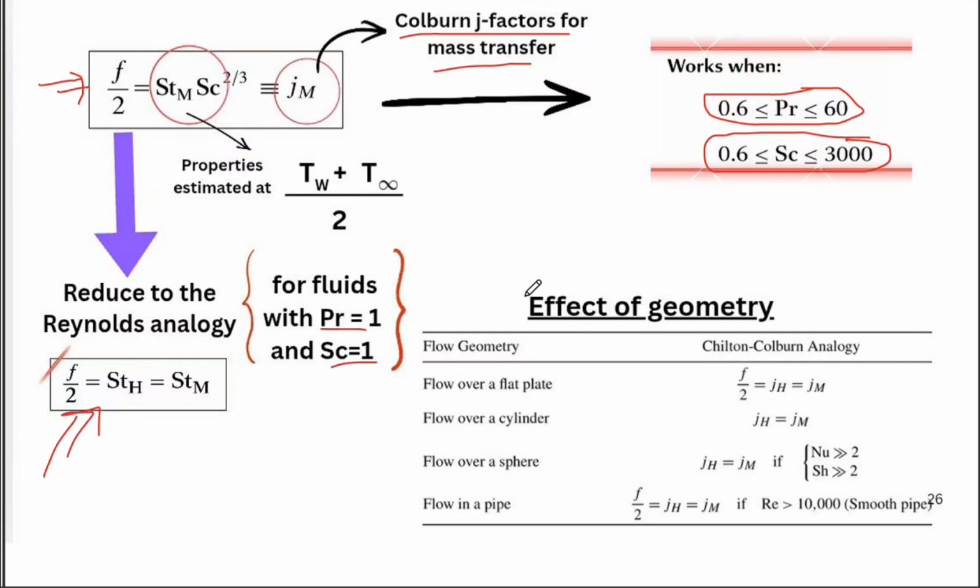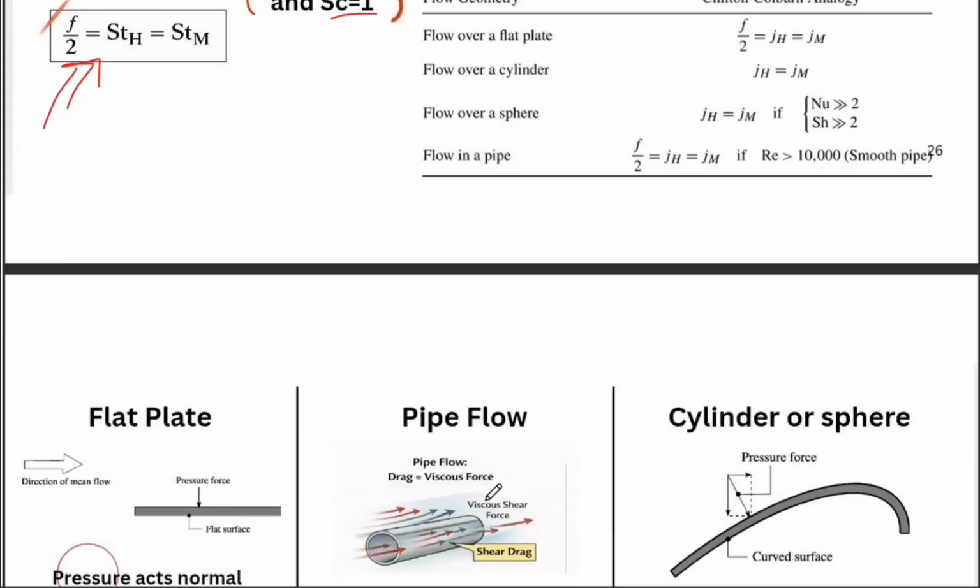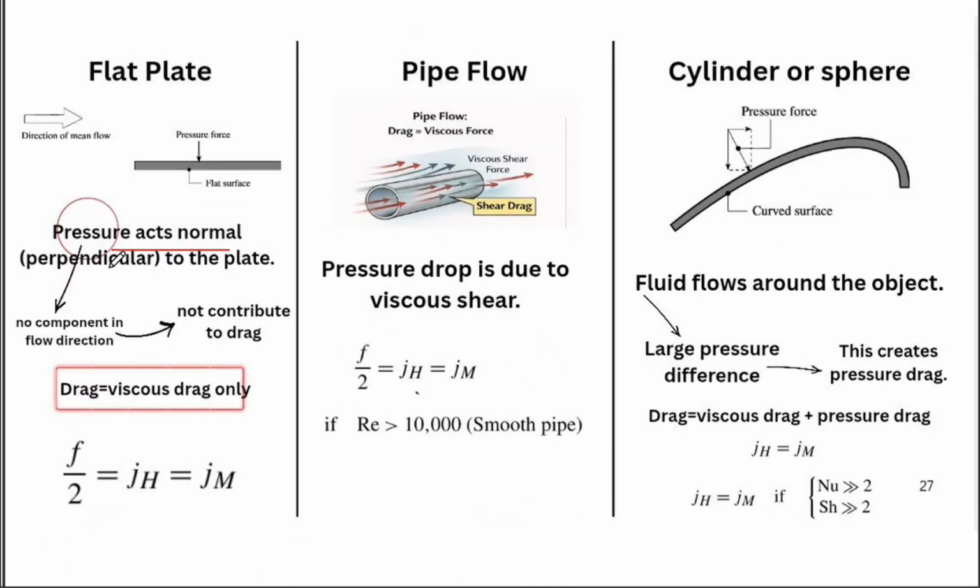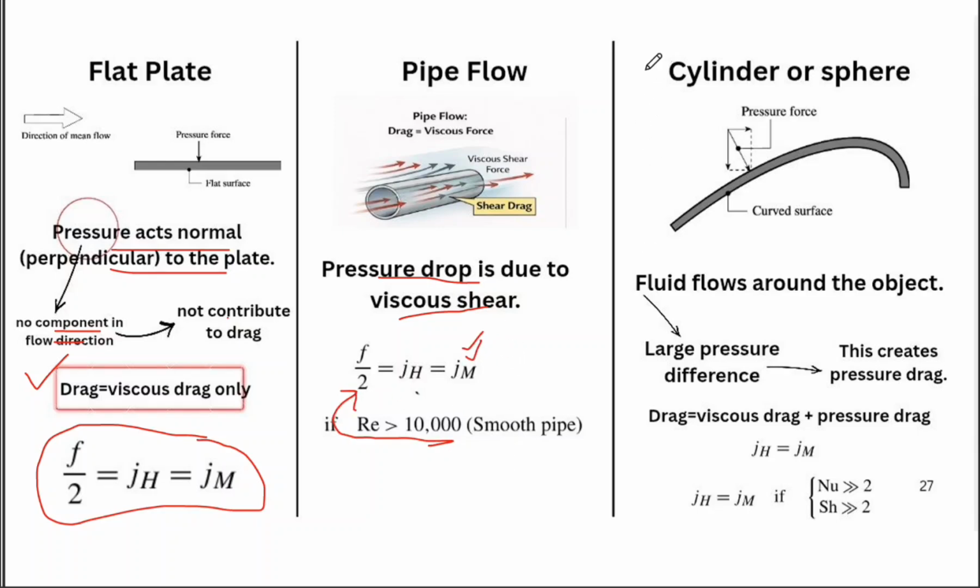Now we are going to discuss the effect of geometry. Flat plate. Pressure acts perpendicular to the plate, no pressure component in the flow direction. Drag equals viscous shear drag only. So F by 2 equals JH equals JM. This matches flat plate correlations from the book where friction factor, Nusselt number and Sherwood number follow similar power laws. Pipe flow. Pressure drop is due to viscous shear at wall. For turbulent smooth pipe with Reynolds number greater than 10,000, F by 2 equals JH equals JM. Again consistent with pipe flow correlations in the reference text.